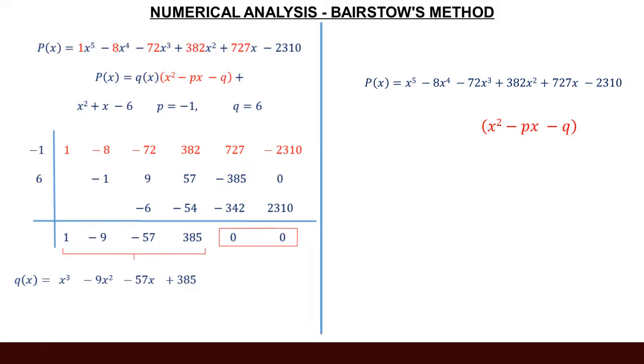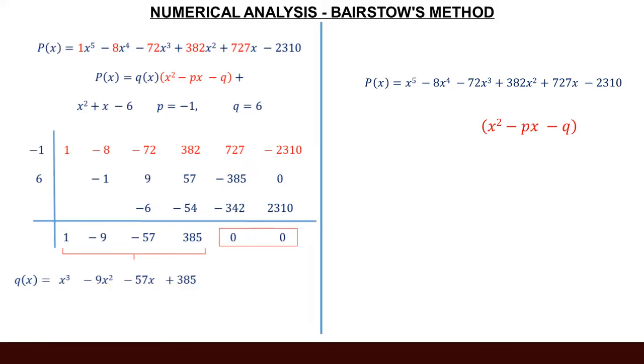For this quadratic polynomial to leave a remainder 0, it depends on the values of p and q. I think you agree with me. So in Bairstow's method, we extract this quadratic polynomial x squared minus p x minus q, and it will give us the values of p and q in such a way that when you perform either long division or synthetic division, like p of x divided by this quadratic polynomial, the remainder will be 0.